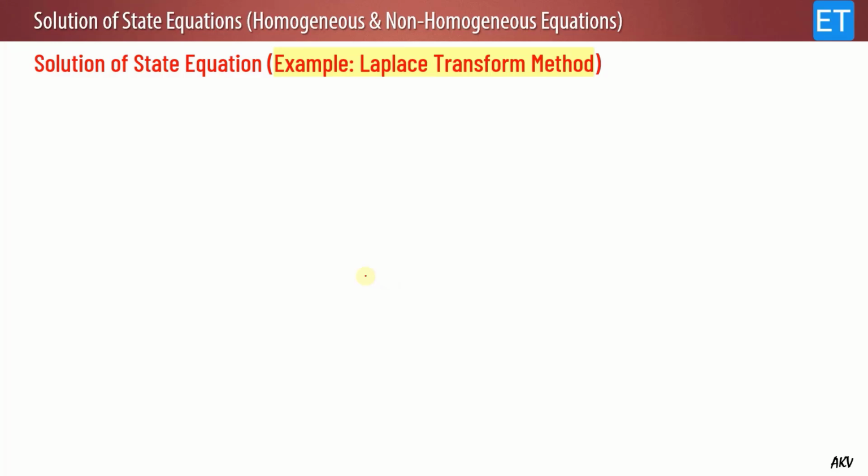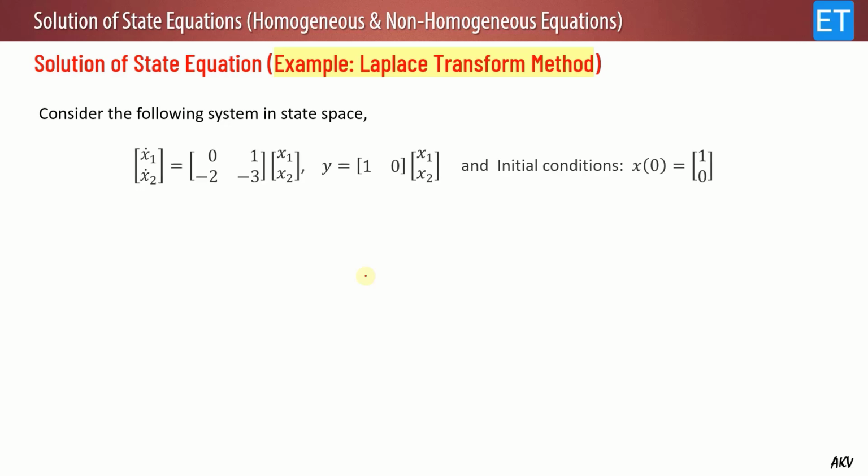Now let me explain one example of the solution of the homogeneous state equation using the Laplace transform method. Here is my system. This is my matrix A. This is the equation x dot equal to Ax, and this is my output equation y equal to Cx. So this is my C matrix, and this is my A matrix.